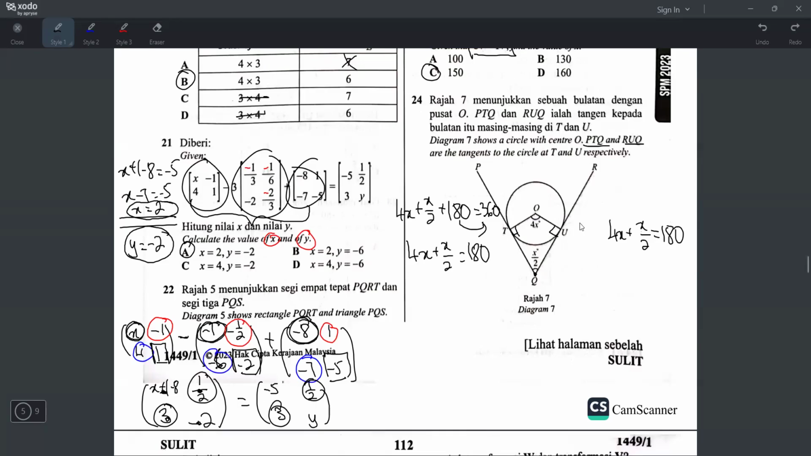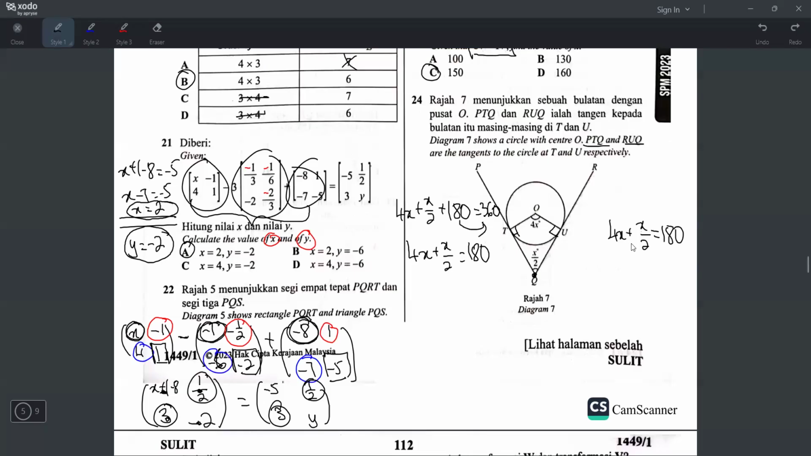Tapi sebenarnya you tak payah buat semua ni tau. You just hafal saja. Kalau ada 2 tangent lines and then kalau dia intersect dekat point ni, the total angle here and here mesti dapat 180. You tak payah buat semua ni. I'm just explaining to you why is it like that. But if you hafal, then you can do it very fast in the exam, right? You straight away just buat macam ni je.